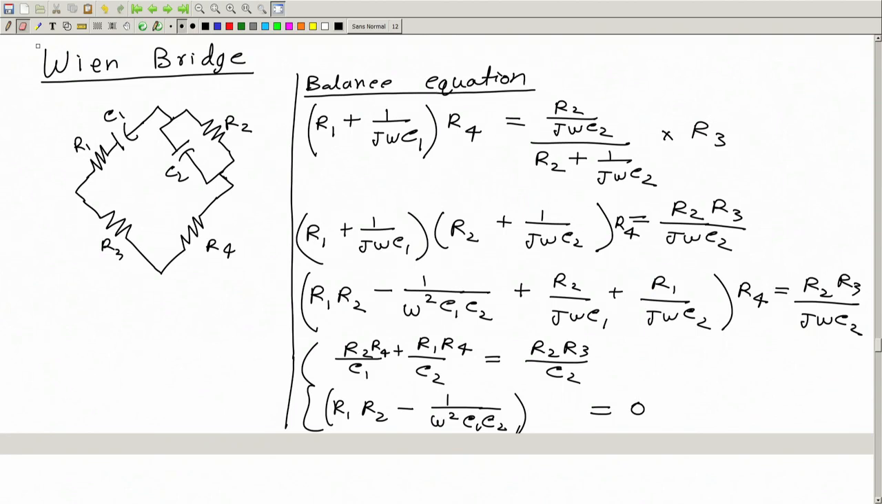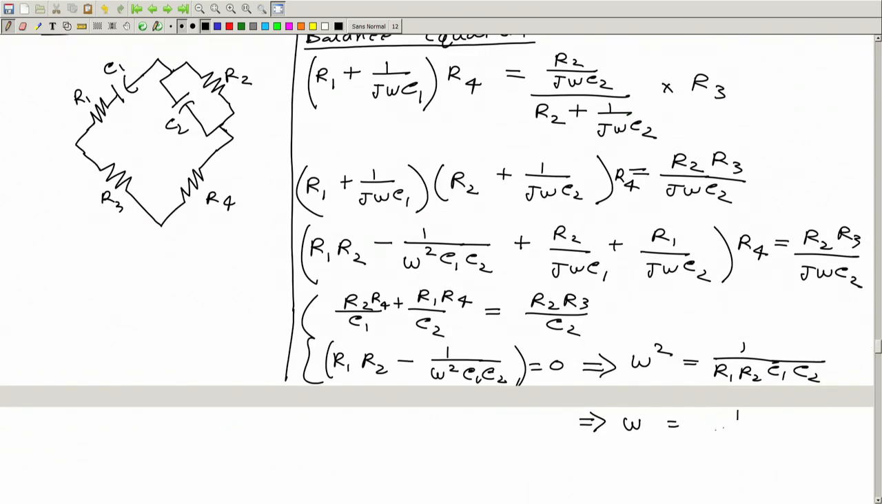So, from this we can write also that omega square, okay. So, that this should be equal, if this is 0, then omega square will be equal to, sorry, not R1, 1 over R1 R2 C1 C2, or omega will be, so you can write this as, okay. So, these are the two balance conditions.